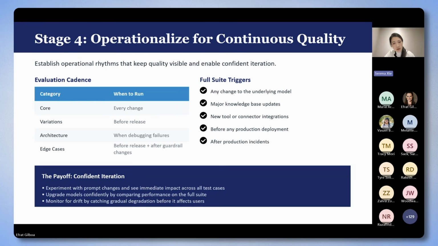Architecture tests can be run when you identify some failure surfaces and you want to debug the failure. And edge cases can be run after any guardrail changes, or any new policy that needs to be implemented. Also, consider that certain events may trigger a full eval suite run, for example, model upgrades, major upgrades to your knowledge base, or new integrations. All of these should be considered and help you design how you operationalize the evaluation.